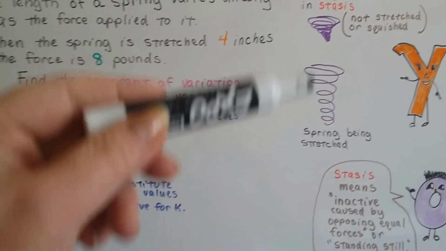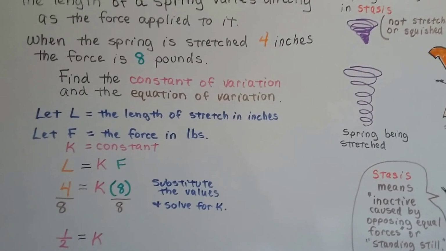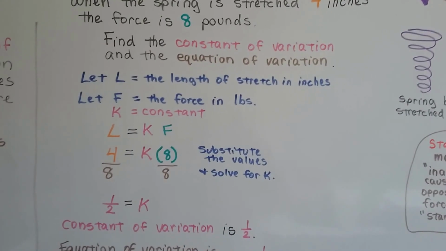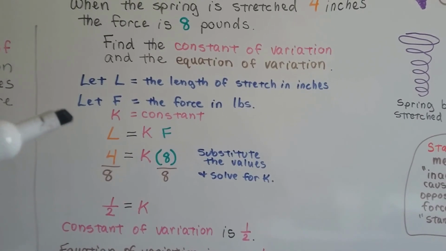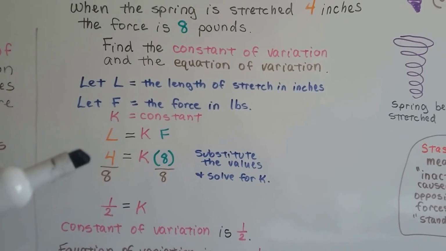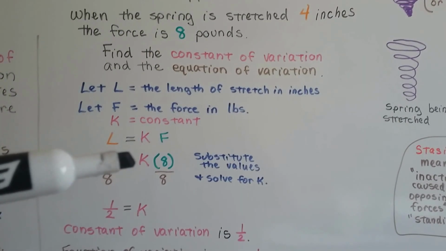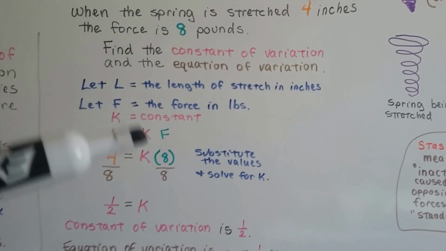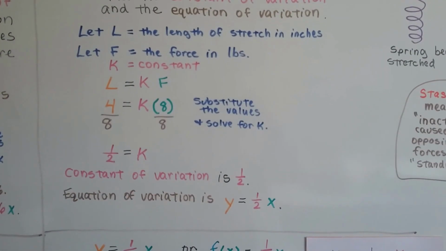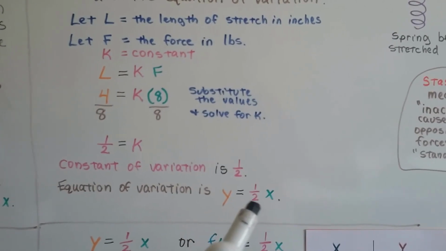Now, if the spring is being stretched 4 inches by a force of 8 pounds, we can find the constant of variation and the equation of variation. We're going to let L be the length of stretch in inches and F be the force in pounds, and k is going to be our constant. So that means we have L equals k times F. We can substitute the values and solve for k. So we've got 4 equals k times 8. We can divide each side of the equation by that 8, and we know that our constant of variation, k, is a half. Now our equation of variation is y equals half x.